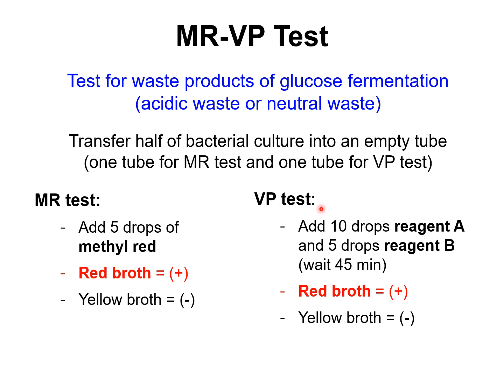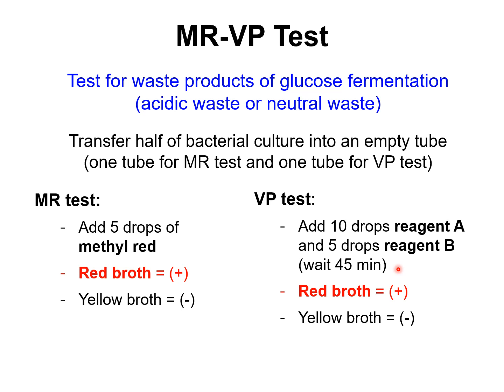So for you to do the VP test, you get your bacteria, and then you add to it 10 drops of reagent A, and then you add another reagent. You add 5 drops of that second reagent, and then don't read your results right away. You gotta wait 45 minutes. So wait 45 minutes, and then after 45 minutes, you can start interpreting your results.